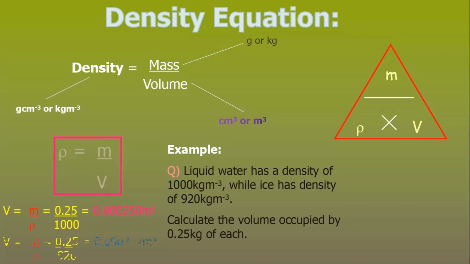And then we come to the volume of the ice. The ice will be mass over density. So mass is 0.25 kg over 920, and therefore it is 0.000272 cubic meters.